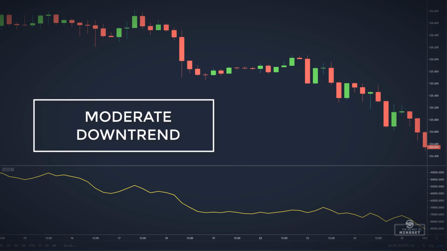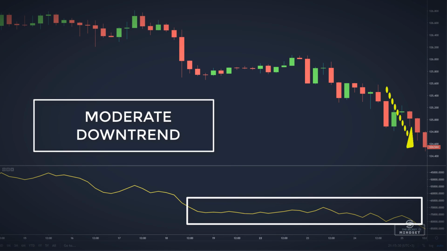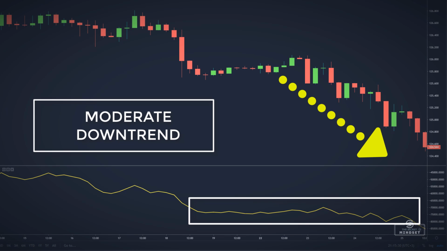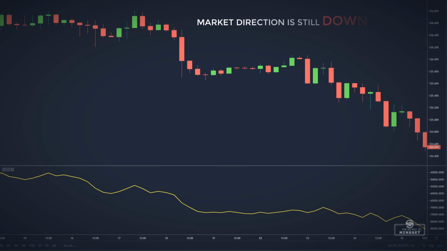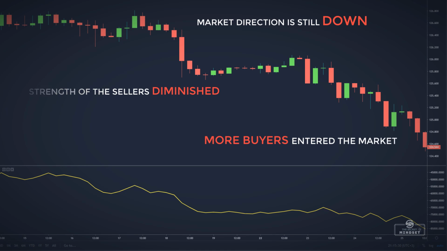Like in the case of an uptrend, this isn't necessarily the end of the downtrend. It means that the market direction is still down, but the strength of the sellers decreased and more buyers are entering the market.